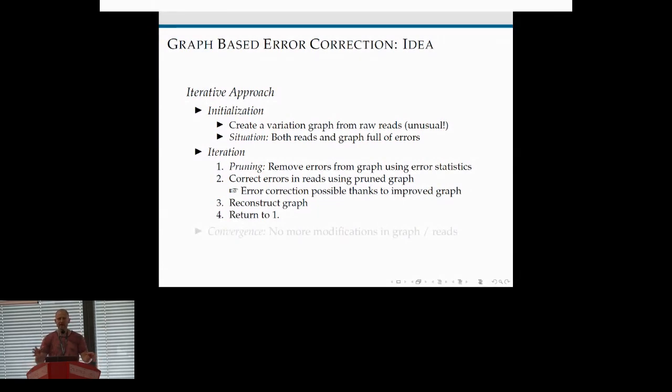Okay, and then when we're done, we have a better graph, and then we realign the reads against that graph, or we correct the errors in the reads using that now improved graph. It already serves the purpose of correcting errors in the reads, not to the optimum, but still. Then we reconstruct the graph from the now improved reads, and do this again. Return to 1, and we do this until convergence, until there are no more modifications applied to the graph or the reads. So we have removed, in a way, all the errors, we hope.